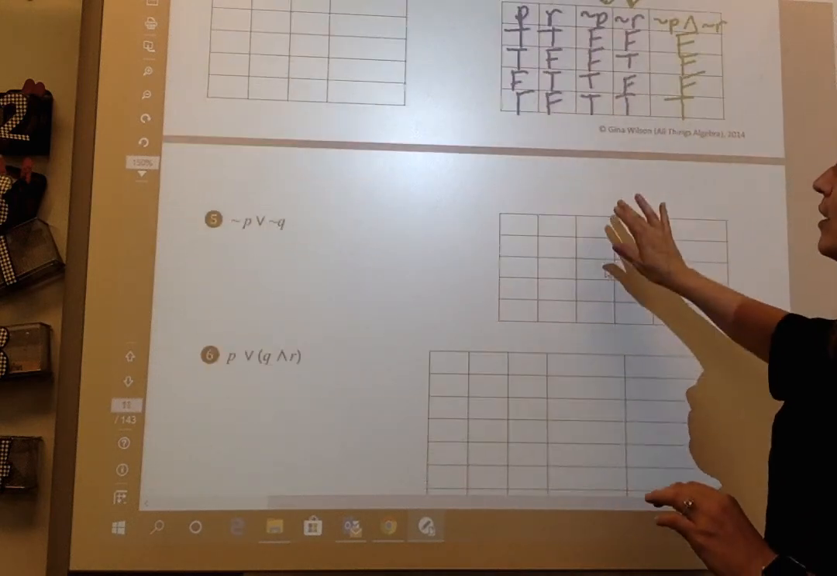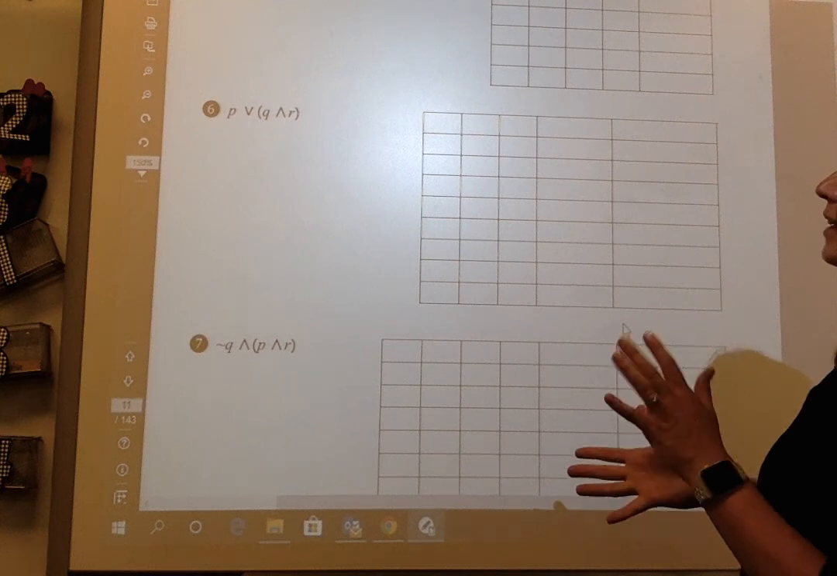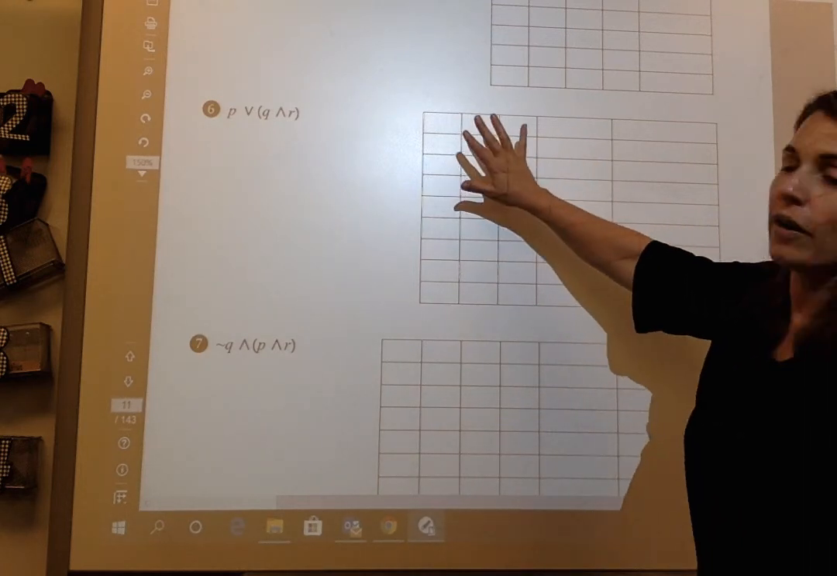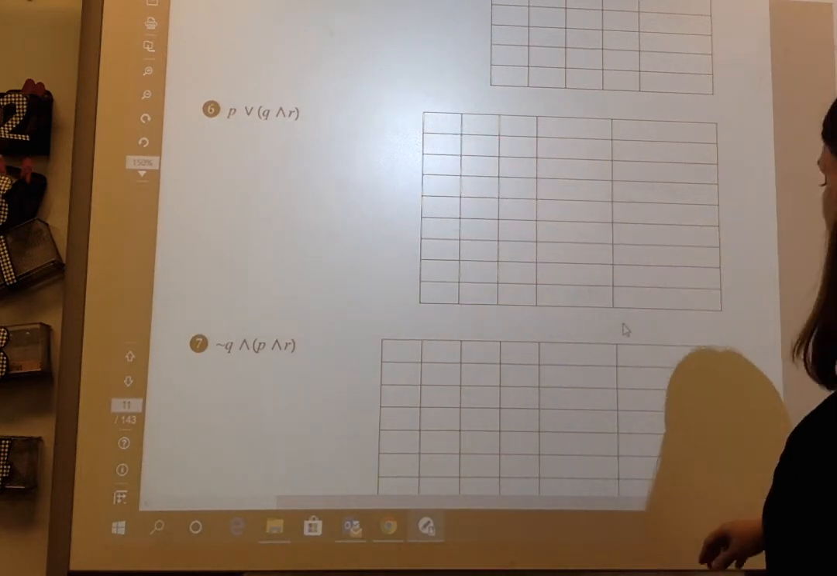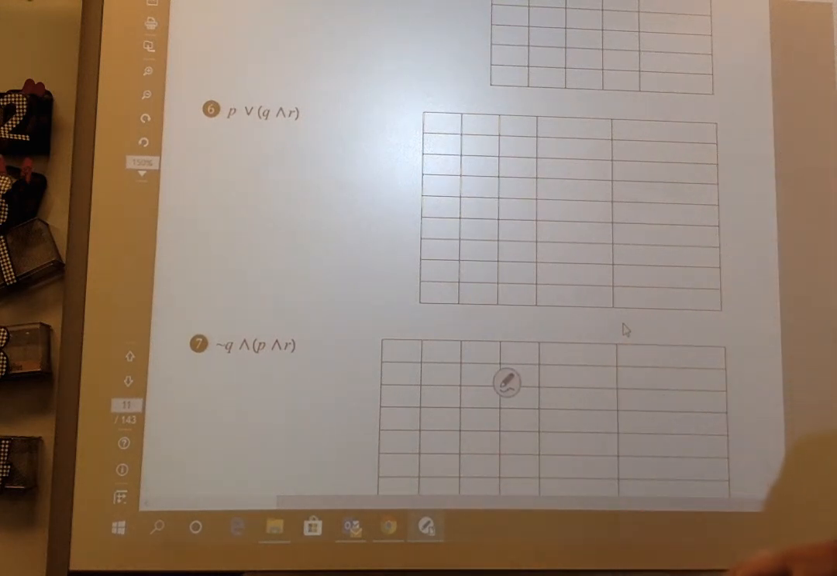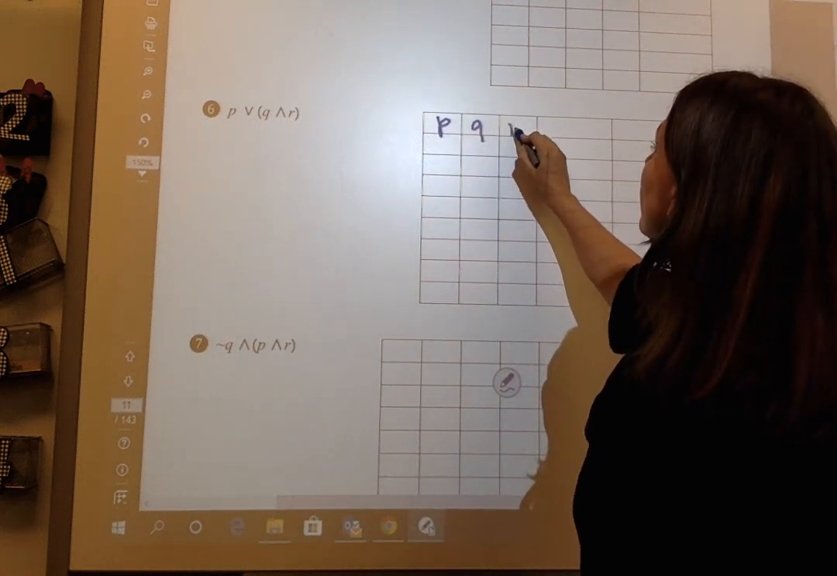Okay? All right, let's look at some bigger ones. Ooh, these kind of look scary. All right, so let's look at this one here. Let's look at number 6. Okay, so I've got a P, a Q, and an R. So I'm going to be looking at P, Q, and R.